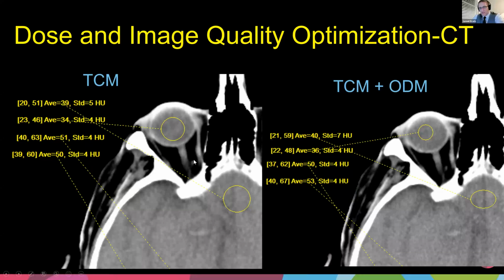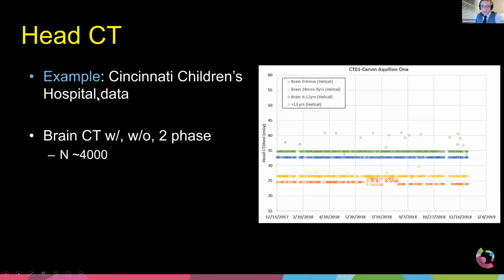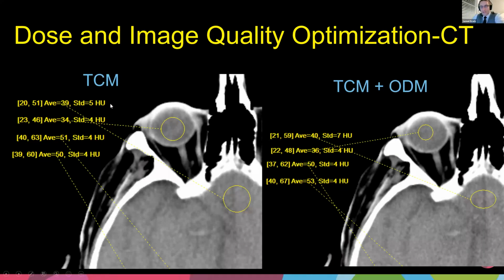Are the more anterior portions of our anatomy going to be noisier? Because obviously you have less mA. So the answer is no. This was a cadaver that we scanned, and we asked that question: does tube current modulation plus organ dose modulation reduce the image quality compared to here?